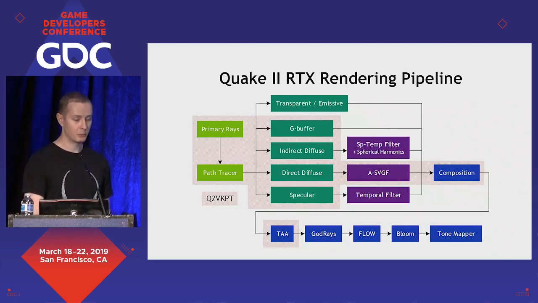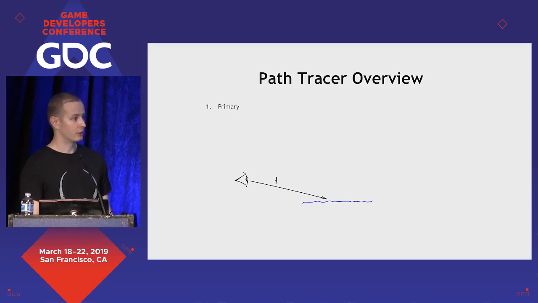After temporal anti-aliasing, we have a few post-passes like God rays, that volumetric lighting thing, flow explosions, a simple bloom pass to highlight bright objects, and a tone mapper with dynamic eye adaptation. Now let's take a look at the updated path tracer. We start with primary rays, and let's just, as an example, assume that the primary ray hits the water.